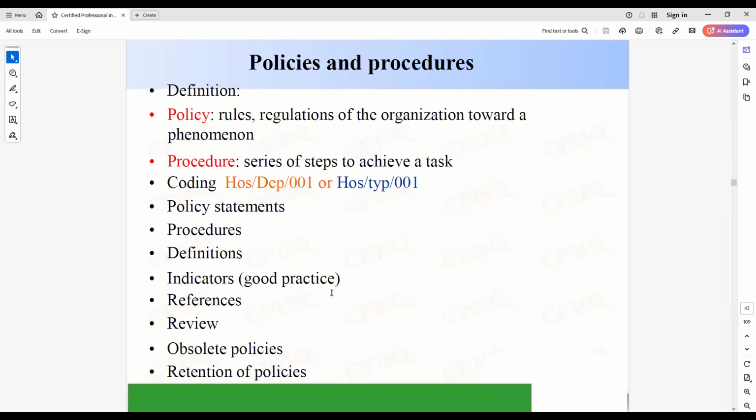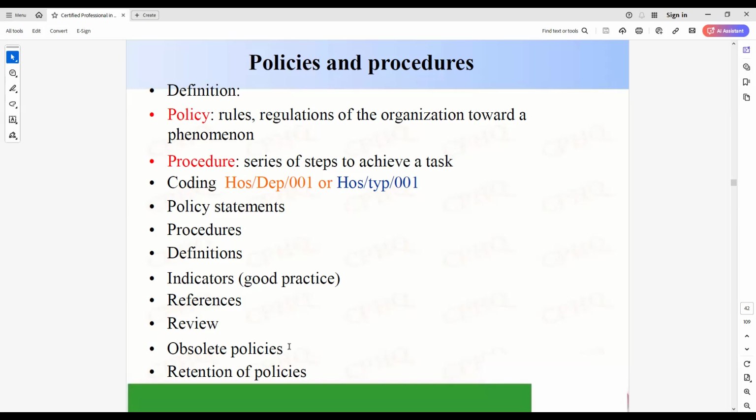Then policies and procedures. This is just talking about the templates of policies and procedures. That's why no matter where you go, you find that there are certain elements you will see in every policy document: definition, policy, procedure, a code or a number, policy statement, policy procedures, indicators, references, and the review period. What's the meaning of obsolete policies?